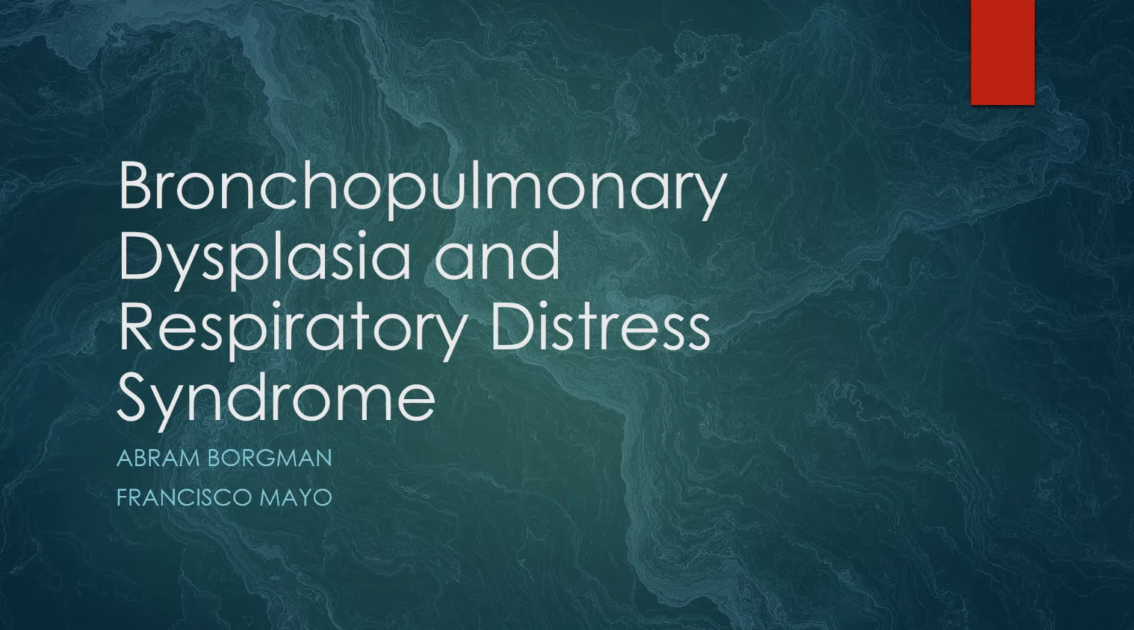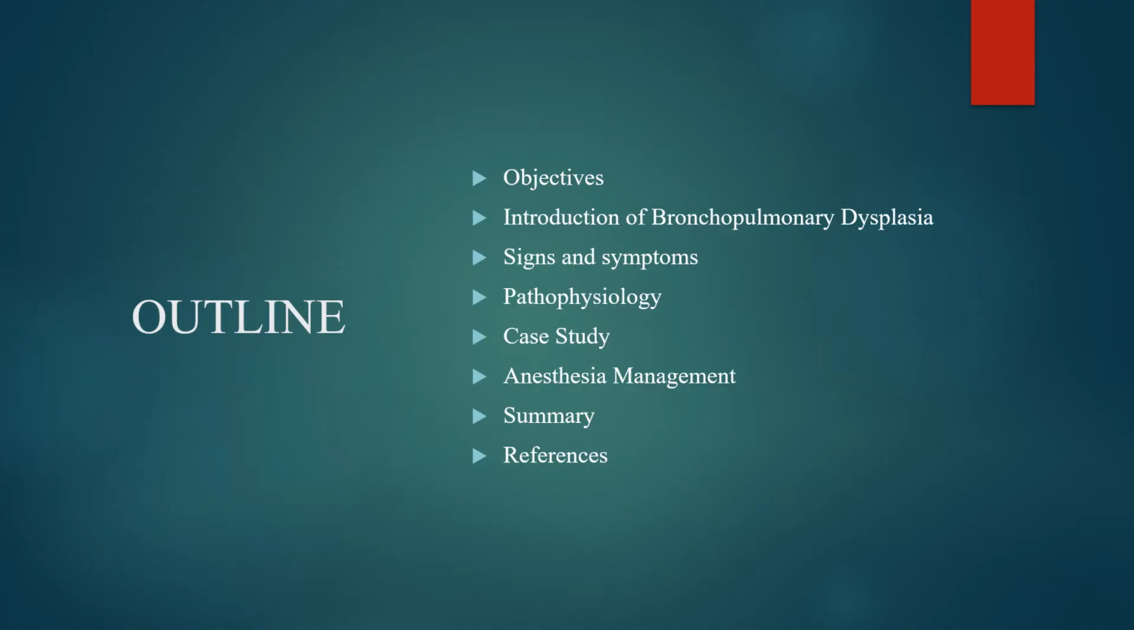For this presentation, we will be covering bronchopulmonary dysplasia and respiratory distress syndrome. This is the outline for our presentation, which includes objectives, introduction of bronchopulmonary dysplasia, signs and symptoms, pathophysiology, case study, anesthesia management, summary, and references.